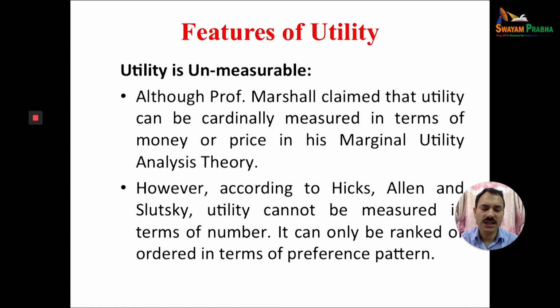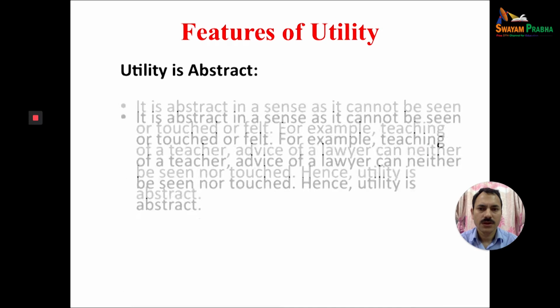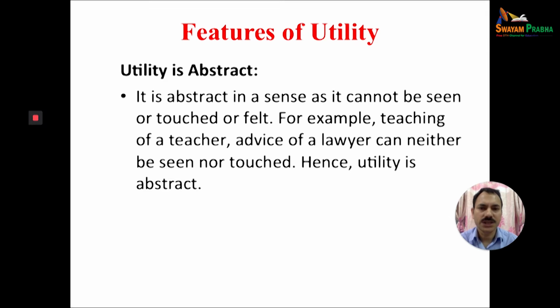The same product can give different utility to different persons. Utility is abstract. Abstract in the sense that it cannot be touched. It can just be felt. For example, the teaching of a teacher or the advice of a lawyer can neither be seen nor be touched, and hence it is just abstract.